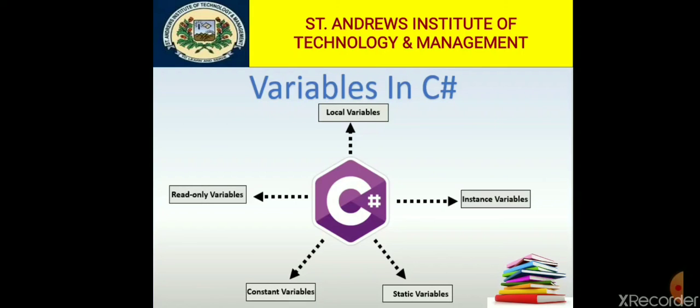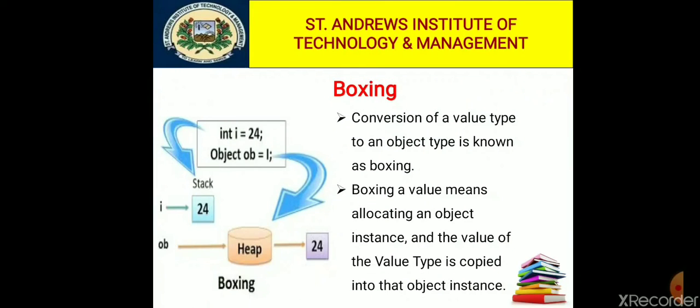Coming to the next point, we are discussing boxing. It is a very important question in C#, boxing and unboxing. So what is the meaning of boxing? What is the meaning of unboxing? Boxing basically is an implicit conversion. Implicit means internal conversion. So conversion of a value type to an object type is known as boxing.